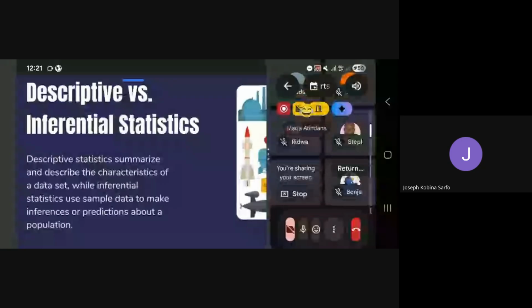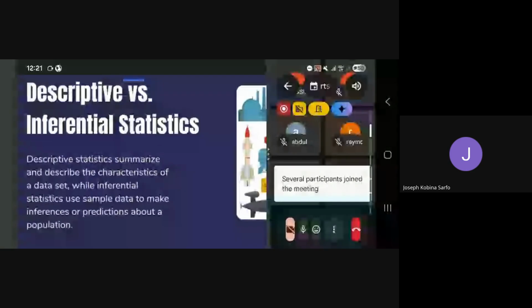Okay. You can say that with descriptive, you are going to take all the data you involve, but with the other one, you are going to take a sample of it. So that one deals with all, whilst the inferential deals with some. Okay, that's one difference. Great. Any other person with a different opinion?